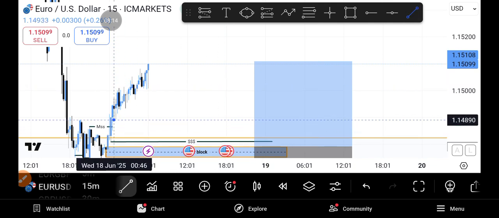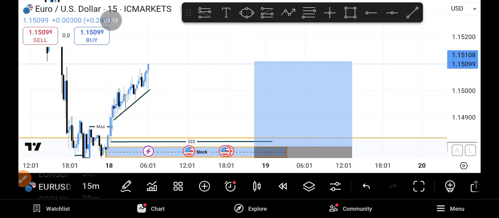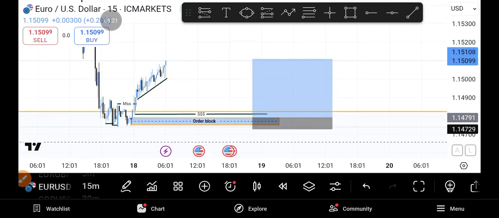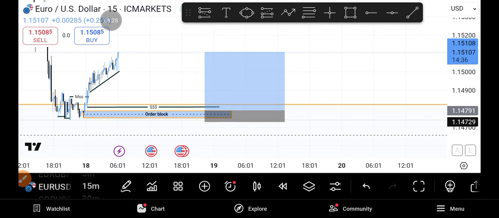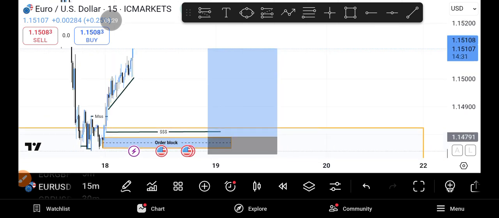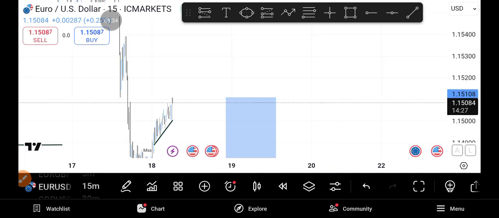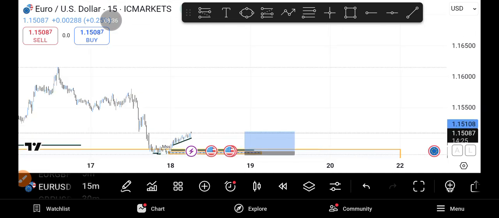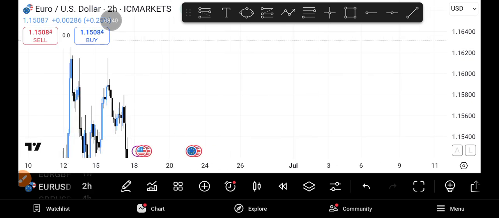This is like a trend line liquidity. All this is engineered liquidity. It's also a liquidity. So guys, we are expecting this USD to buy from this zone. Don't forget our extreme take profit. Let's go to our daily time frame.